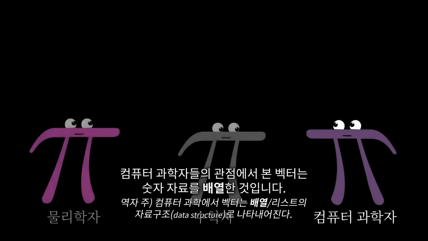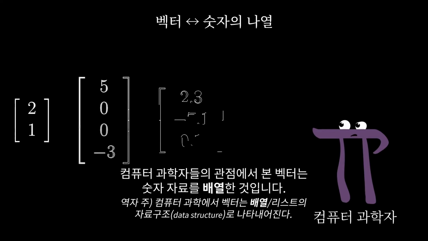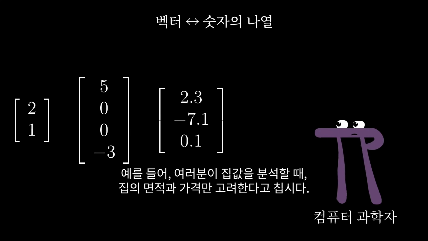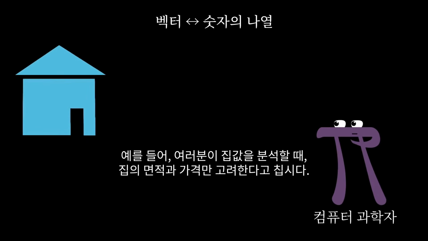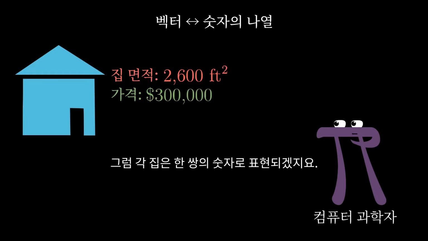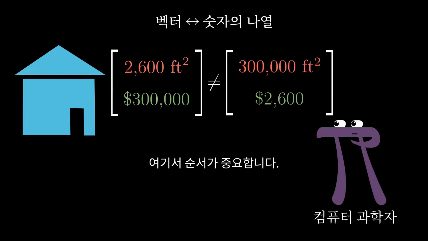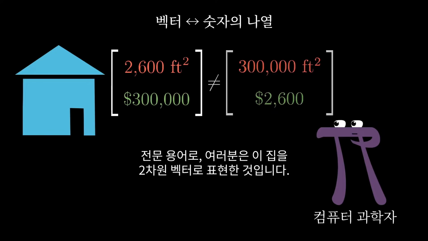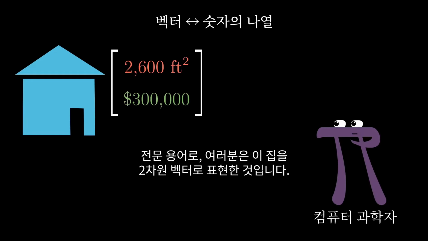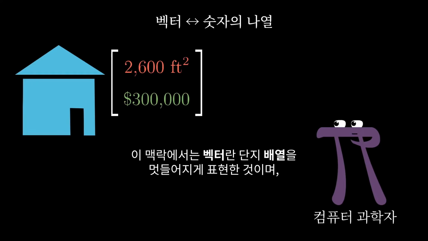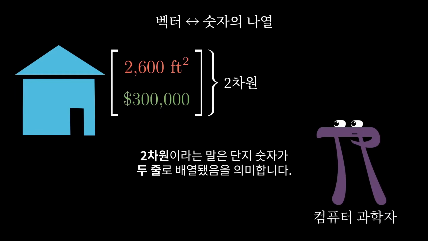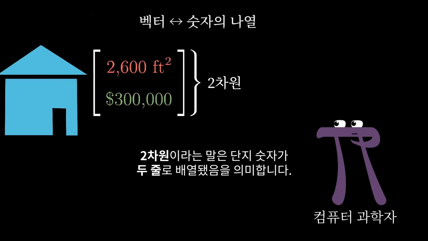The computer science perspective is that vectors are ordered lists of numbers. For example, let's say you were doing some analytics about house prices, and the only features you cared about were square footage and price. You might model each house with a pair of numbers, the first indicating square footage and the second indicating price. Notice the order matters here. In the lingo, you'd be modeling houses as two-dimensional vectors, where in this context, vector is pretty much just a fancy word for list, and what makes it two-dimensional is the fact that the length of that list is 2.